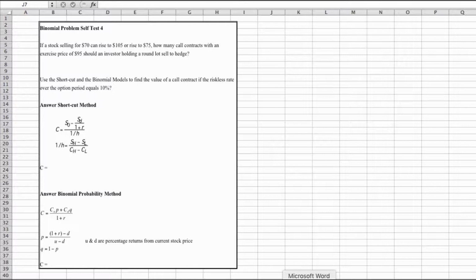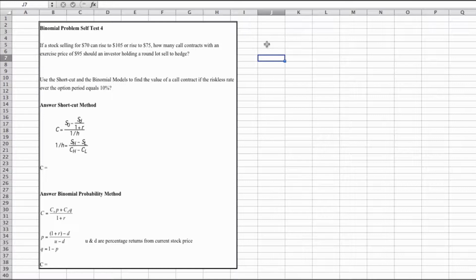The more normal way, the second method, the binomial probability method, is, I guess you would say, the way you should do it. We'll do both real quickly here. In the shortcut method, you don't need many things: today's price, the downside stock price, take the present value of it, and then divide by the hedge ratio. The hedge ratio, think of it as a stock range over the call range.